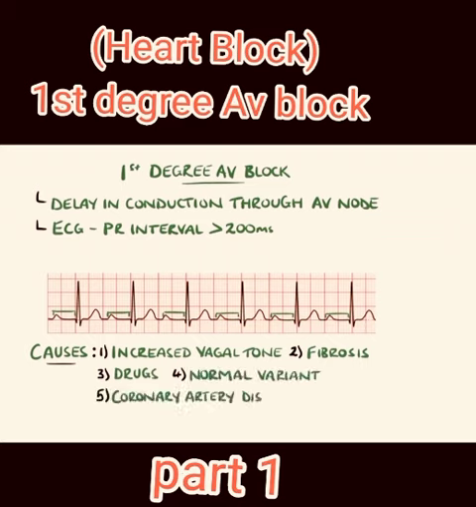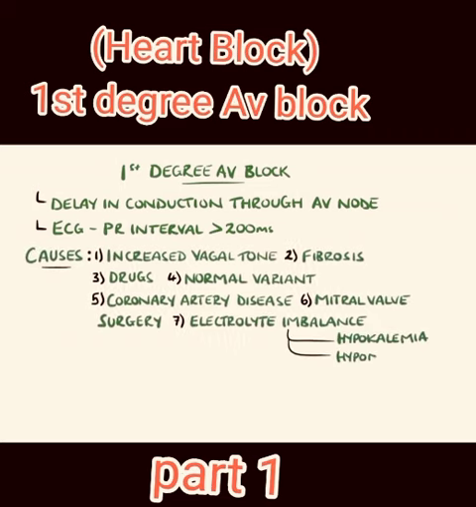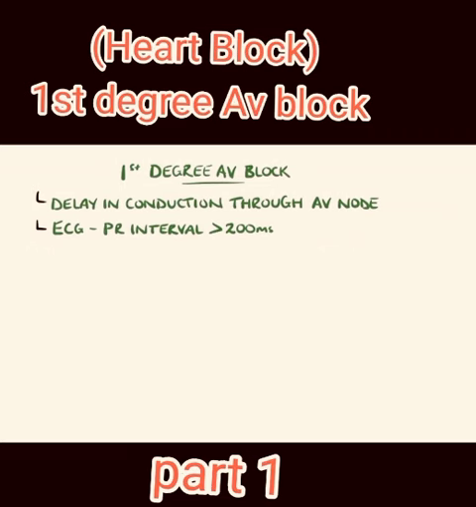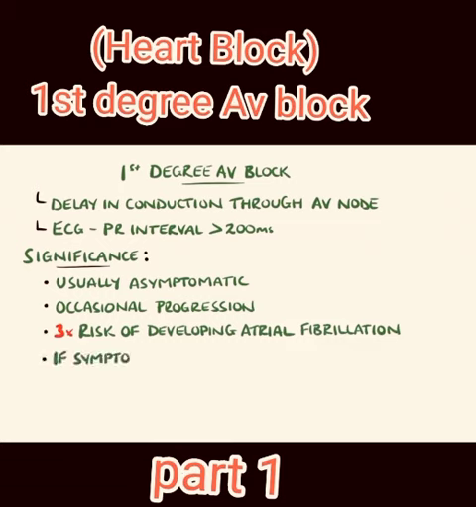In some instances, it can be the result of coronary artery disease, mitral valve surgery, or electrolyte imbalances like hypokalemia and hypomagnesemia. Usually, first degree AV block is asymptomatic and does not need treatment, but can occasionally progress to higher grade AV blocks, and patients with a first degree AV block have 3 times the risk of developing atrial fibrillation, which is why follow-up is recommended in these patients. In some patients that are symptomatic with PR intervals above 300 milliseconds, pacemakers can be considered.